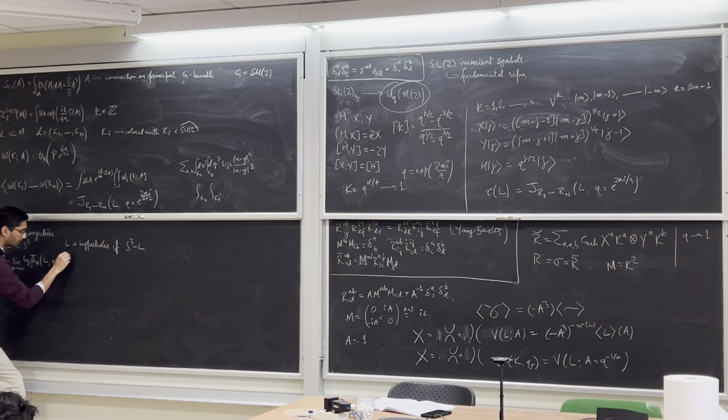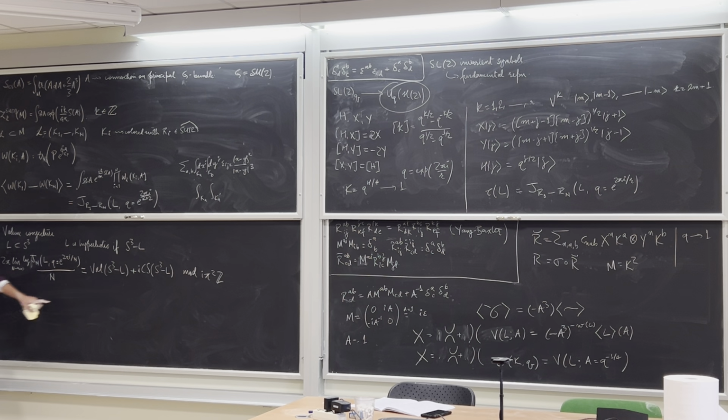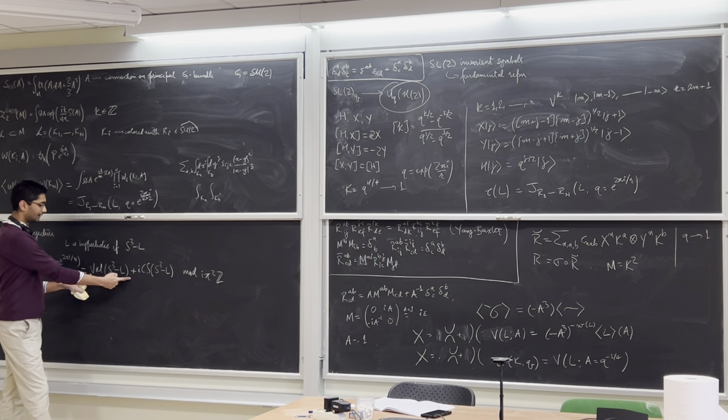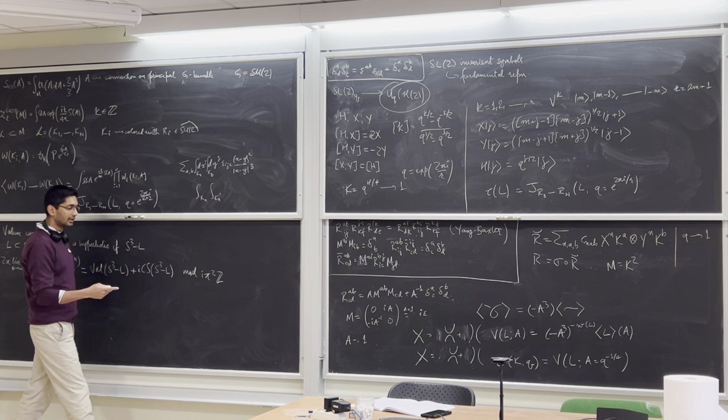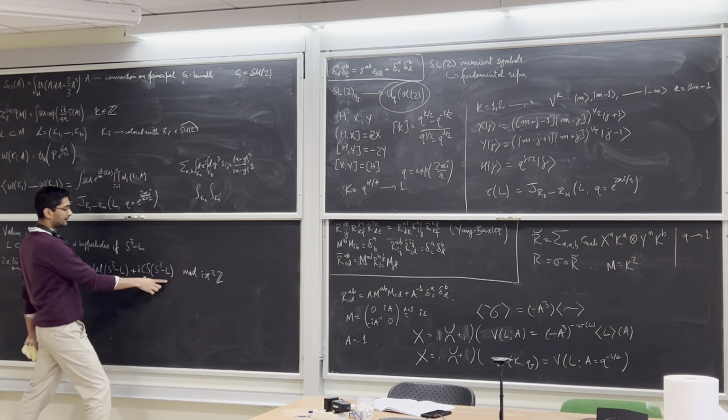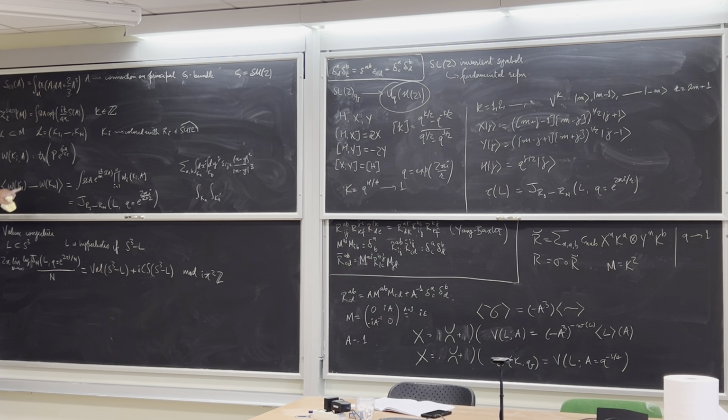Up to factors of i pi squared. Yes. So this here is the volume of the knot complement evaluated with respect to the hyperbolic metric, and this is the Chern-Simons form of the Levi-Civita connection induced by the hyperbolic metric. So this Chern-Simons has nothing to do with the principal G bundle or any of this business here.